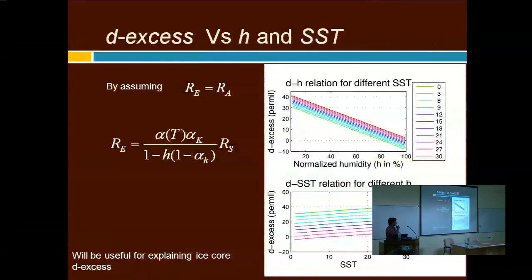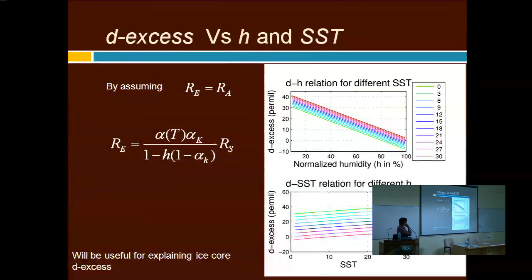But the problem with that equation is that we don't know the ratio in the atmosphere. So people use the closure assumption, where the isotopic composition of the vapor is equivalent to the isotopic composition of the evaporated water. So you can simplify the equation, and we get the equation for RE like this.